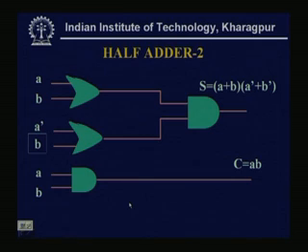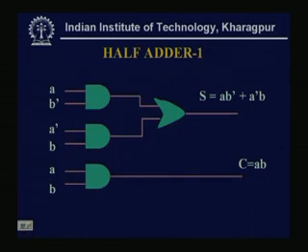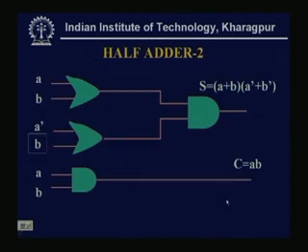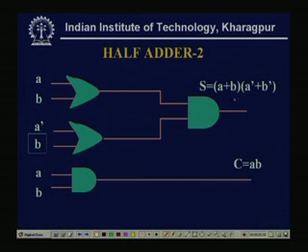Now, we see that this is a very simple circuit, where we have done A B dash plus A dash B. Now, this A B dash plus A dash B, we can write in a different way. See that I have written S equal to A plus B into A dash plus B dash.